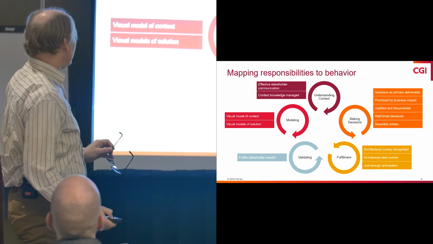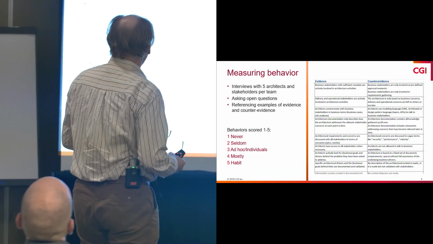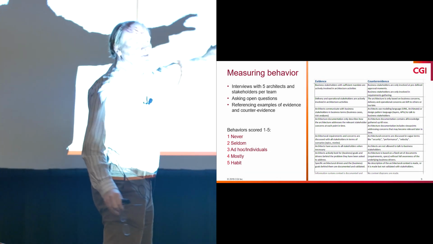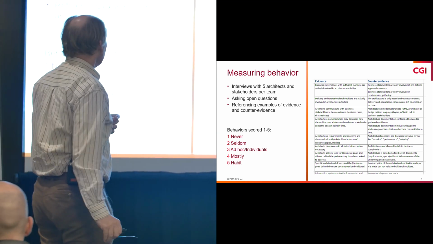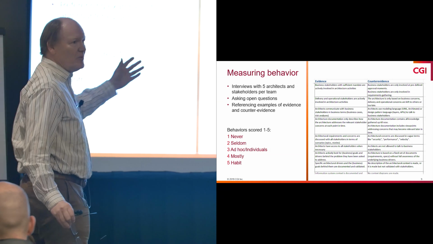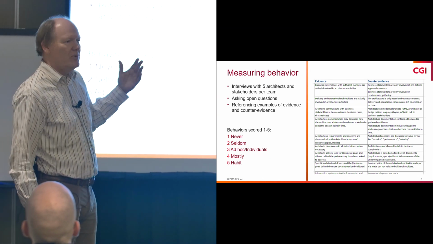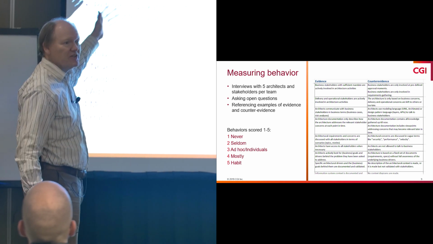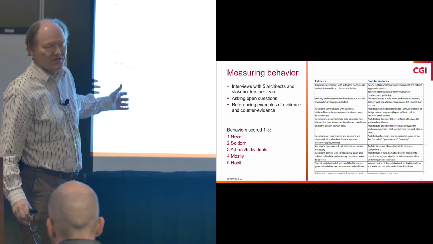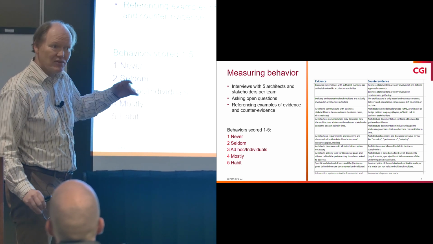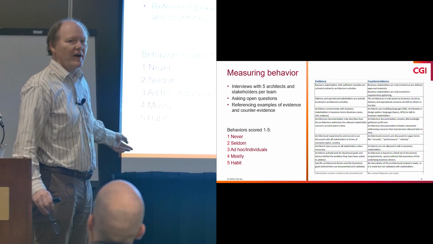So how does this work? Well, we take one of these behaviors, and we have lists of evidence and counter-evidence of exhibition of this behavior. What we normally do is we don't let people self-assess. We interview architects and stakeholders in the teams, without telling them, because otherwise you get discussions, we only tell them afterwards, and we score these behaviors on this scale of 1 to 5.